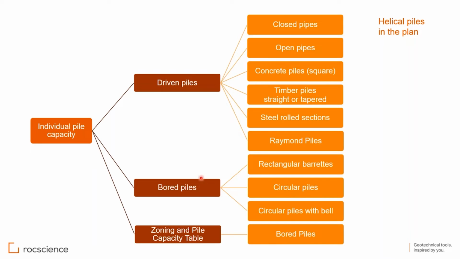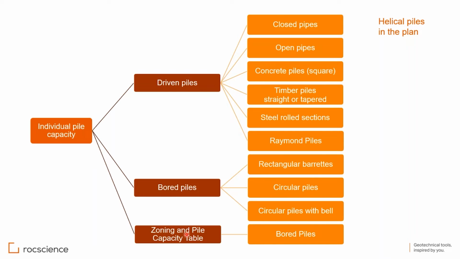We have also the bored piles. The bored piles capacity calculations consist of rectangular barrettes, circular piles, and if there is an enlarged base, circular piles with a bell or an enlarged base.